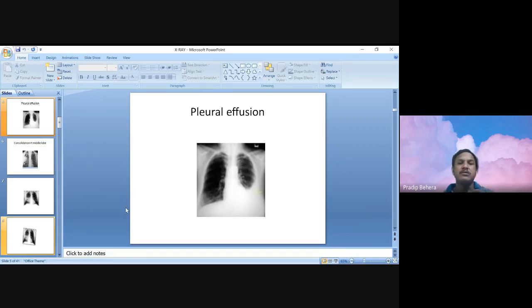Okay, so I'll just show it quickly, because within 1 hour I have to cover some of the pathological findings which may be shown to you.